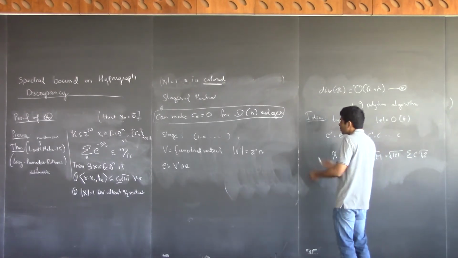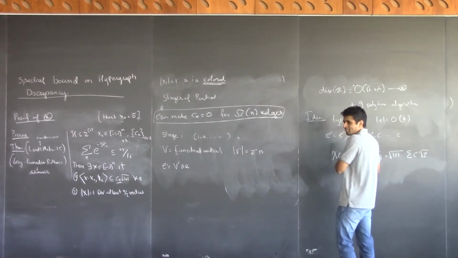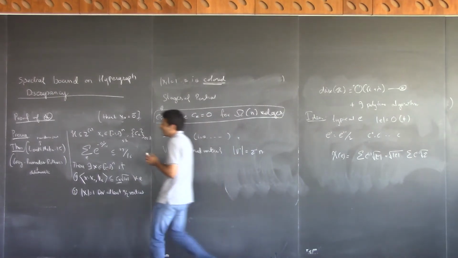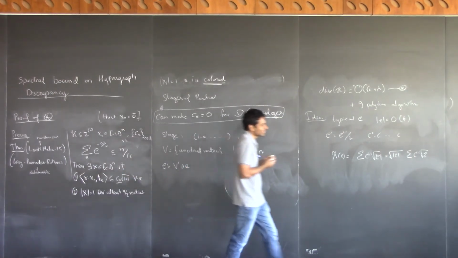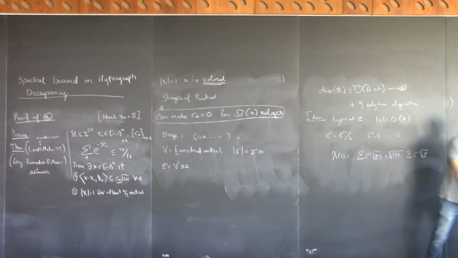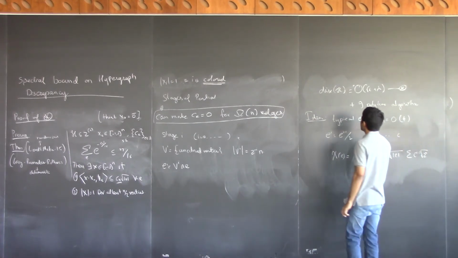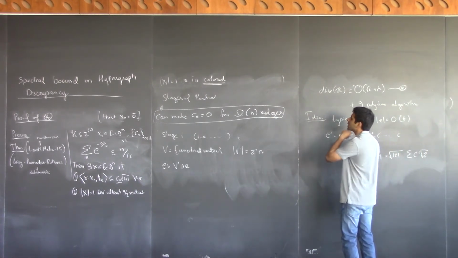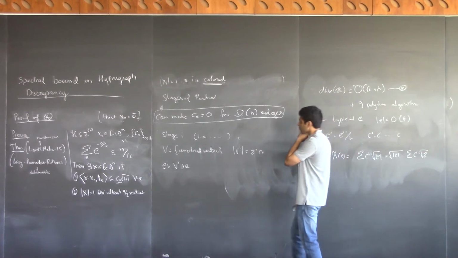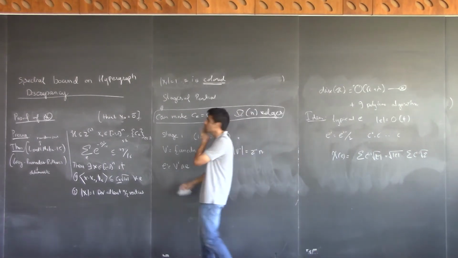But then this has been the hope for every discrepancy paper. It doesn't always work. So the point is, this is where the spectral thing comes in. I need that. Let me use this part.